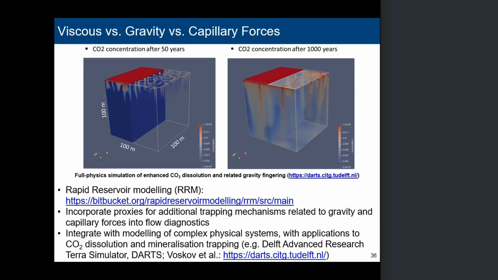In your models, you have an injector and a producer. In the CO2 sequestration world, is that how it's going to be done? Yeah, that is a good question. The reason we used an injection and production well here was that was what the software could implement at the time. We can now do more sophisticated things. We could inject over one face and off-take over the other.